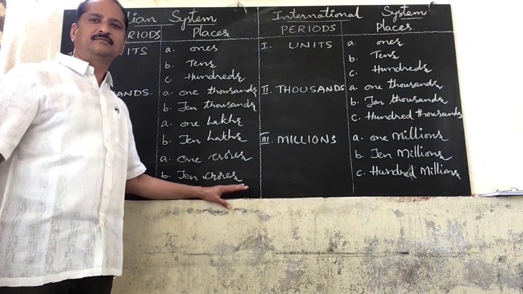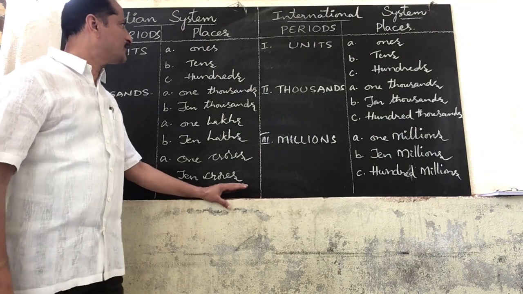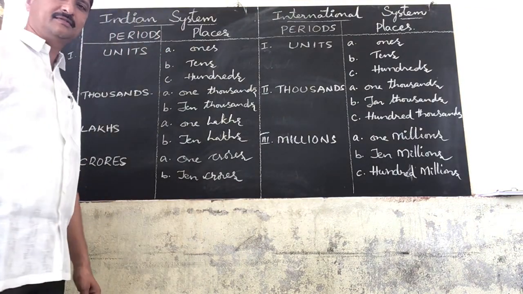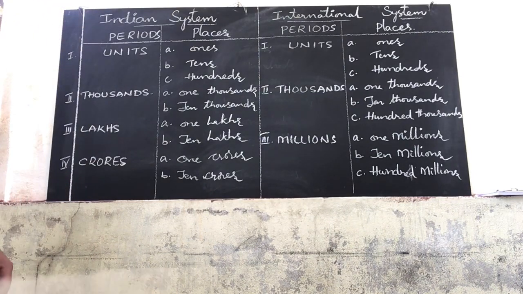Good morning, children. Today we will learn about the Indian and international system of numeration. In the Indian system of numeration, we have four periods: units period, thousands period, lakhs period, and crores period.